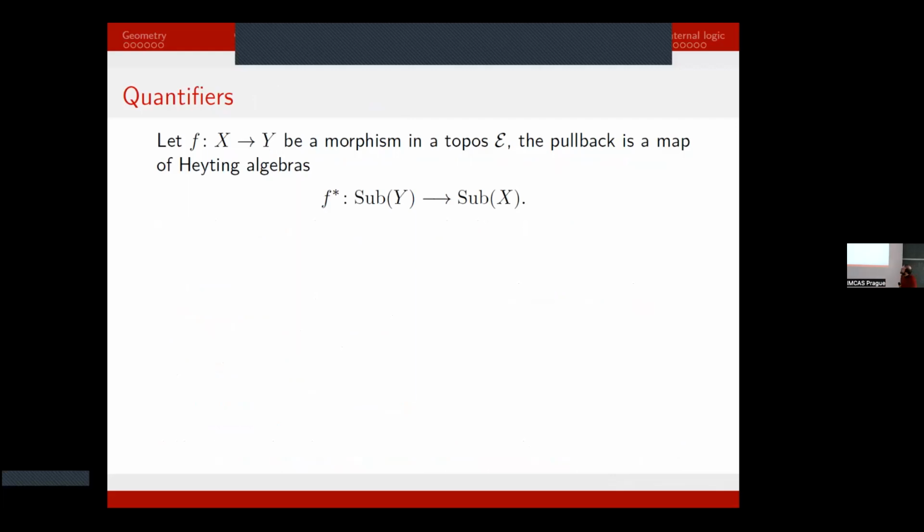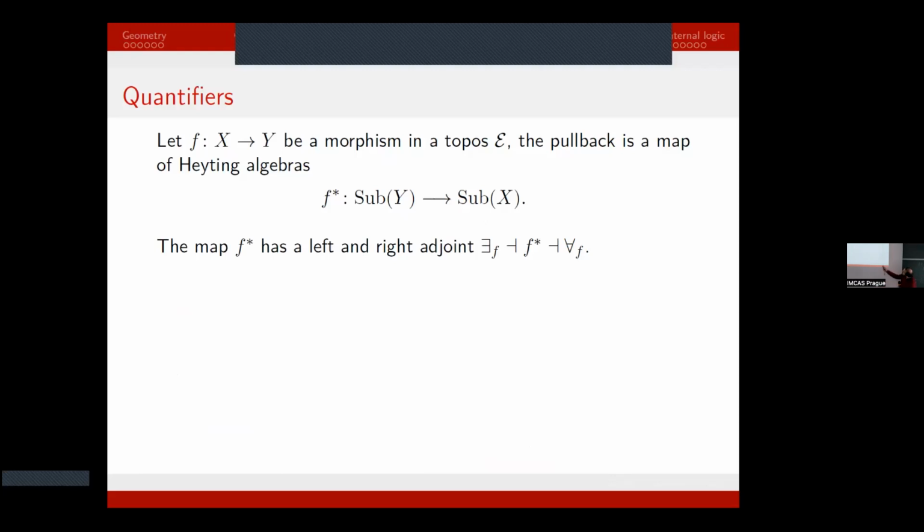Okay, more curiosities about the algebras of subobjects. Whenever we have a map from X to Y, we have a pullback map from subobjects of Y to subobjects of X. And the way we obtain it is through the pullback, not by chance, the name was given.